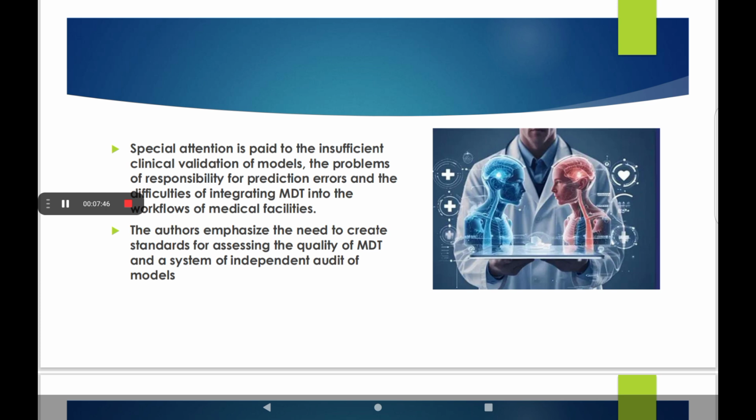Others emphasize the need to create standards for assessing the quality of medical digital twins and a system of independent audit of models.